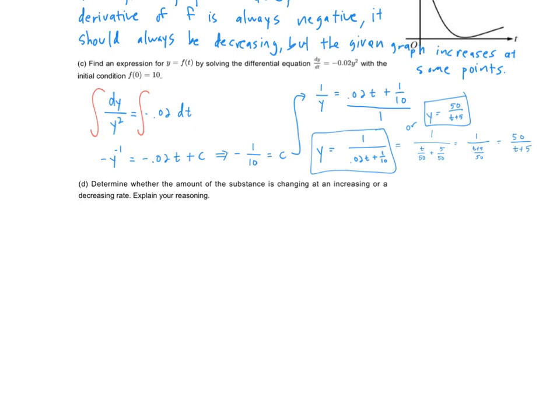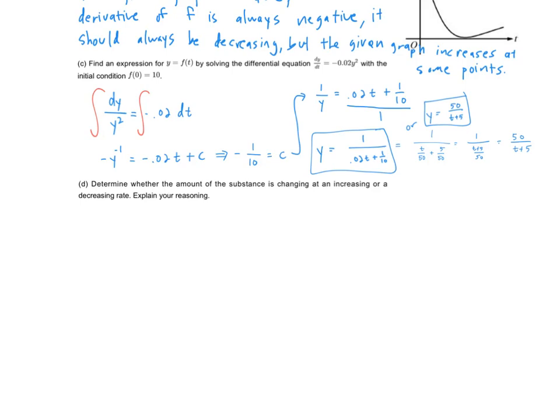Okay, if we want to know if it's changing at an increasing rate, do they mean just first derivative is 0? Or do they mean the first derivative is positive or negative, or do they mean second derivative positive or negative? Let me think. Okay, so they want us to really talk about the second derivative.